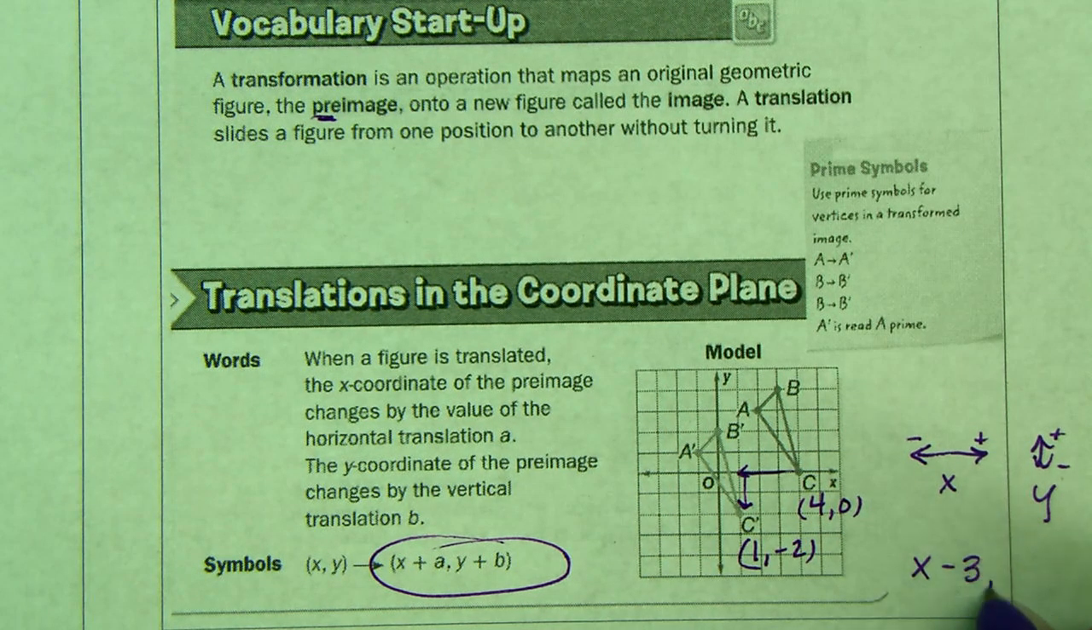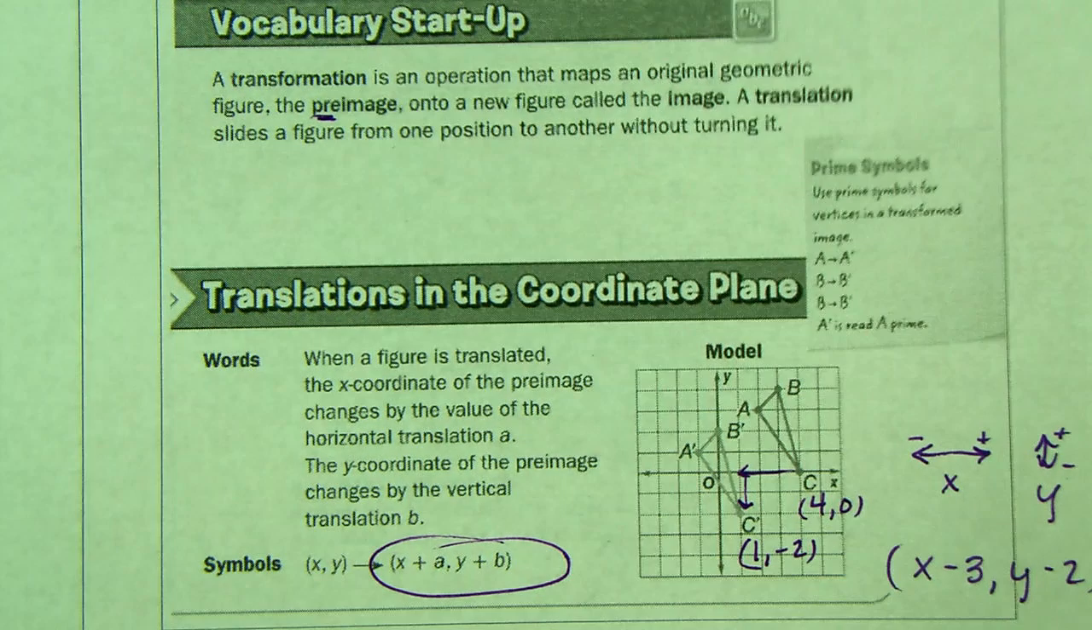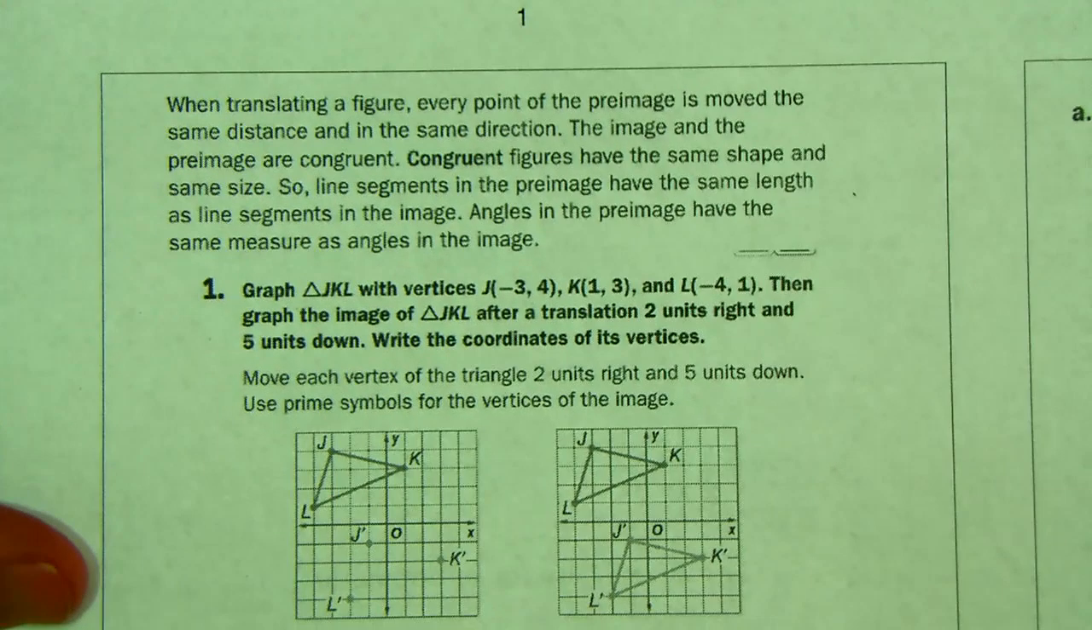All right, let's practice this. The other thing we need to reference is that in a translation, the image is congruent to the pre-image. It's the exact same size and the exact same shape.